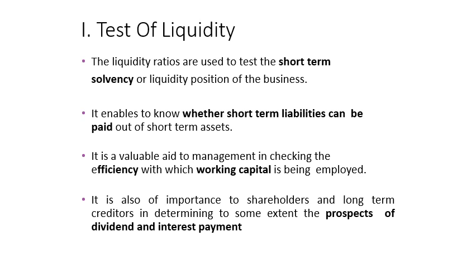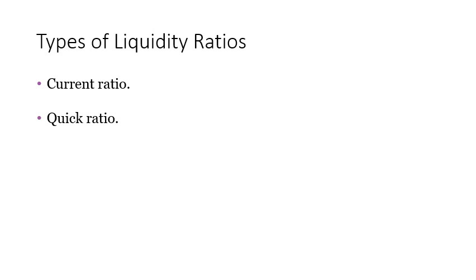So it means liquidity is to know about the short-term solvency position. It tells whether the business is in a position to pay the short-term liabilities or not, helps to check the working capital, and also gives indications about the payment of the dividend as well as interest. The types of liquidity ratios are: number 1, current ratio; number 2, acid test ratio, called the quick ratio.